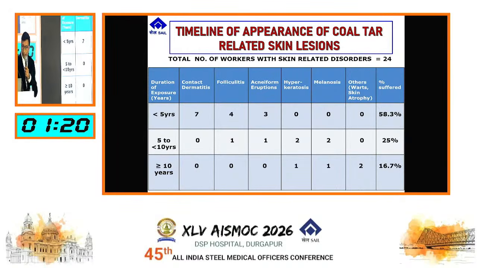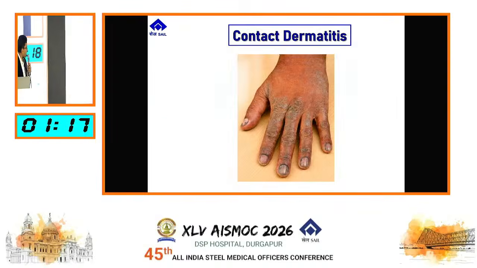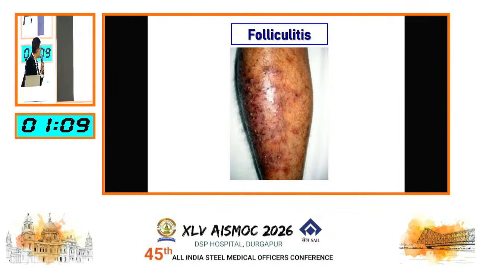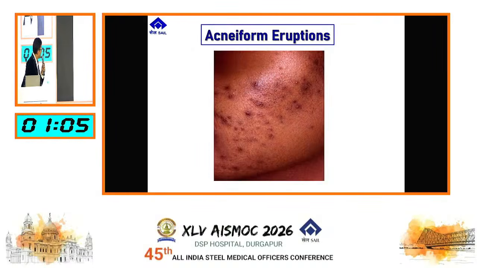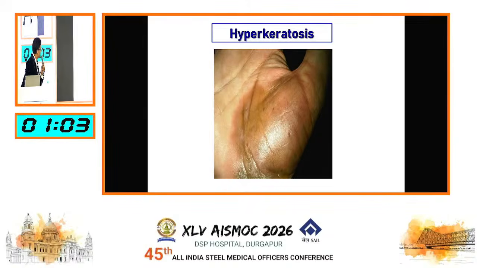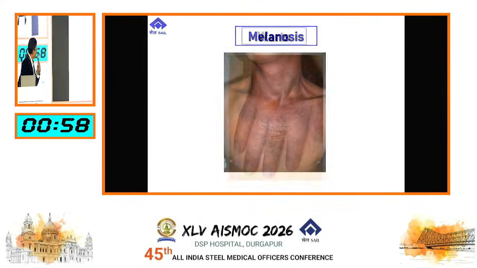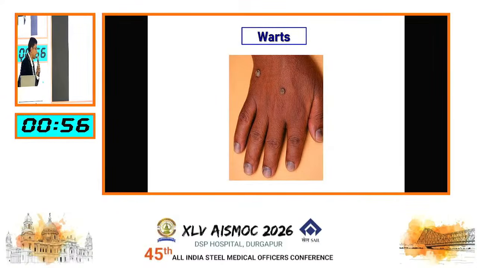Now, here are some of the images of our employees who suffered from skin lesions due to exposure to coal tar. This is contact dermatitis, left hand. This is folliculitis, right lower limb, pre-tibial region. Acneiform eruptions over face. Hyperkeratosis, right hand, thinner region. Melanosis over neck and chest wall. And warts over right hand, a pre-malignant lesion.